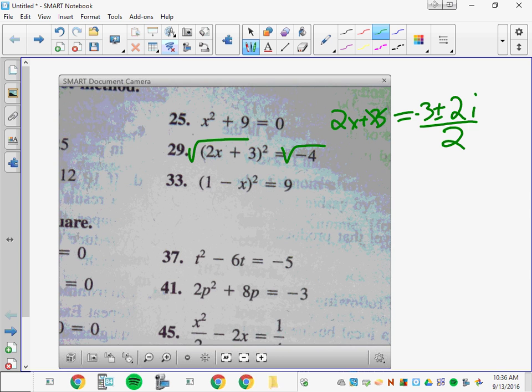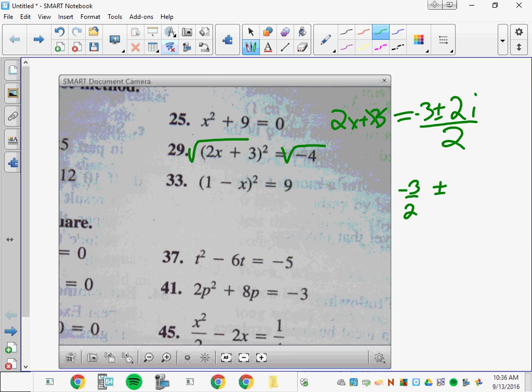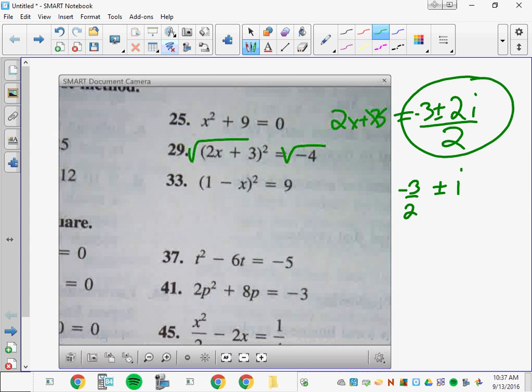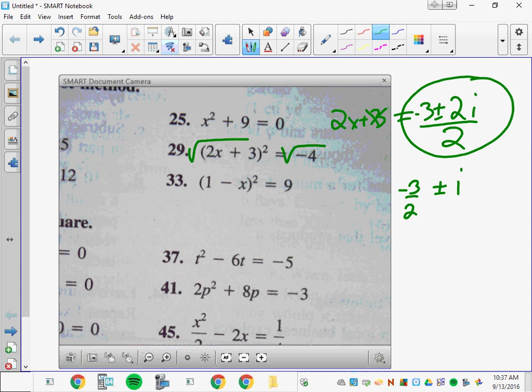And you could either leave it that way, who knows what Cynthia Young does. I would leave it like that, or you divide them individually and you say negative 3 halves plus or minus i. But as far as I'm concerned, those are equivalent. I wouldn't mark you wrong for that. I would just leave it like this. Mathematically, that's easier to work with. Most of the time when we use those numbers, you want to leave it in that form.